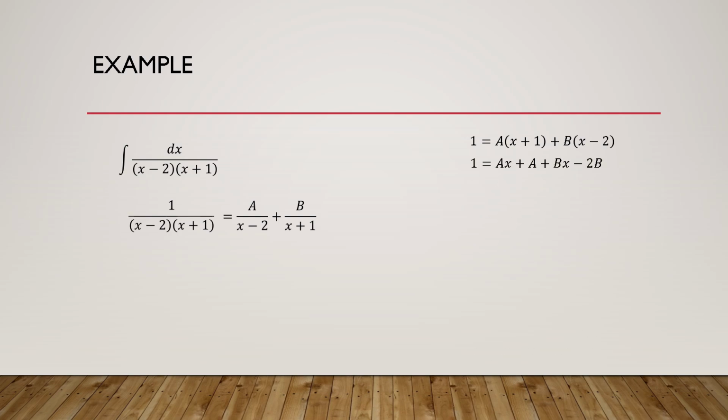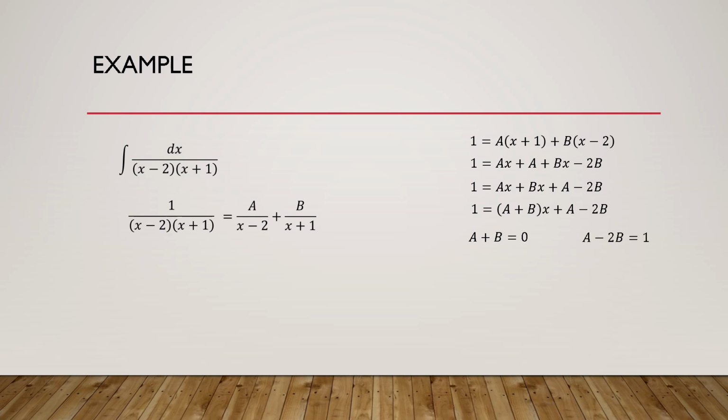Distribute to get ax plus a plus bx minus 2b. Group the x terms, then factor to get a plus b times x. Here we must equate the coefficients with the like powers of x. Since there is no x term in the original numerator, a plus b will equal 0. 1 is an integer term in the original numerator, so a minus 2b will equal 1.